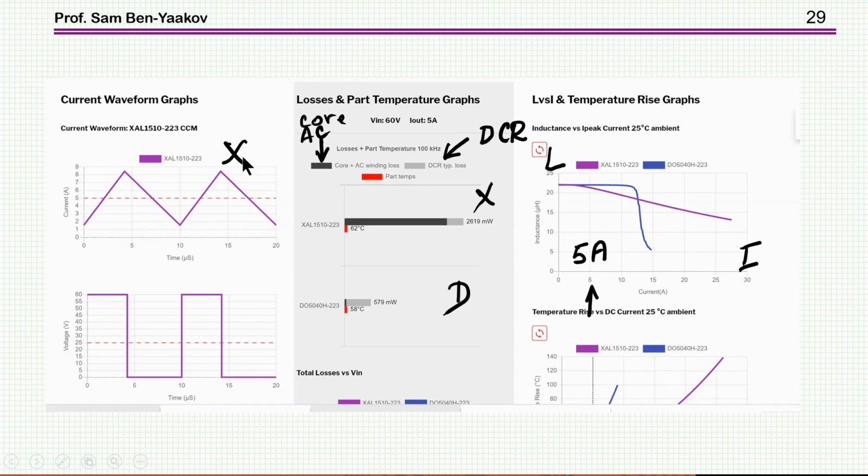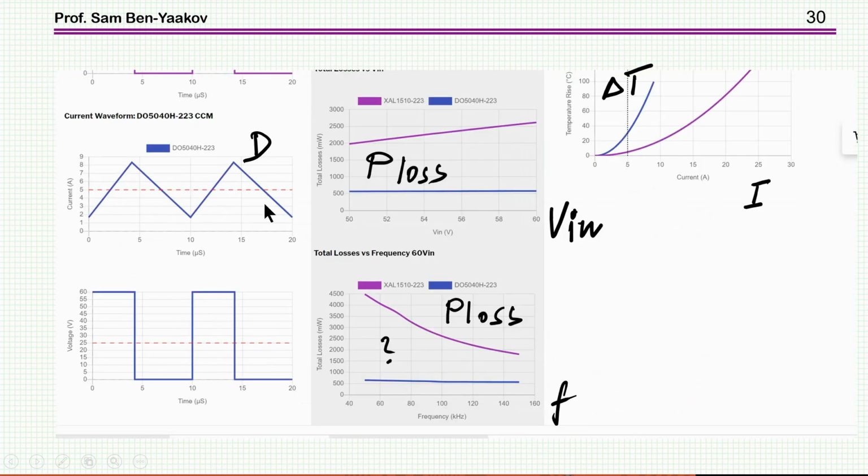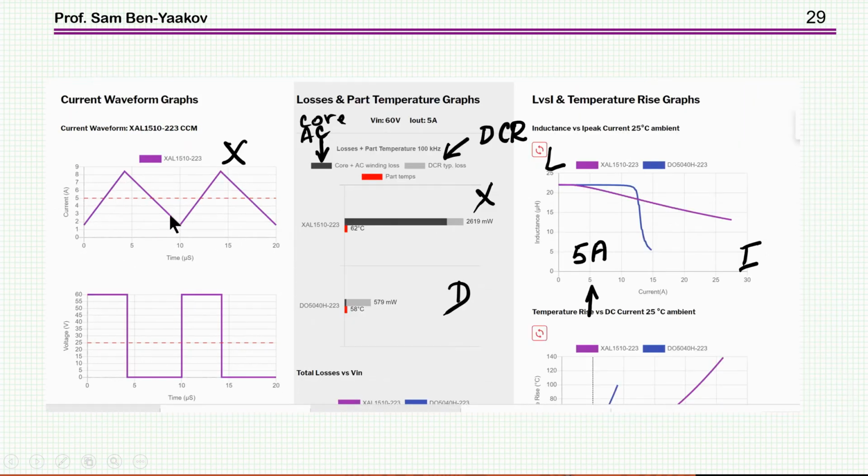This is for the X, okay? And then we have the same thing for the D, and as you'll see, they are the same. Here's the 5 amp, and it goes up to 8, and this is the same thing here. So the ripple is exactly the same. Frequency, of course, is the same, 100 kilohertz. So the two inductors are run under the same condition.